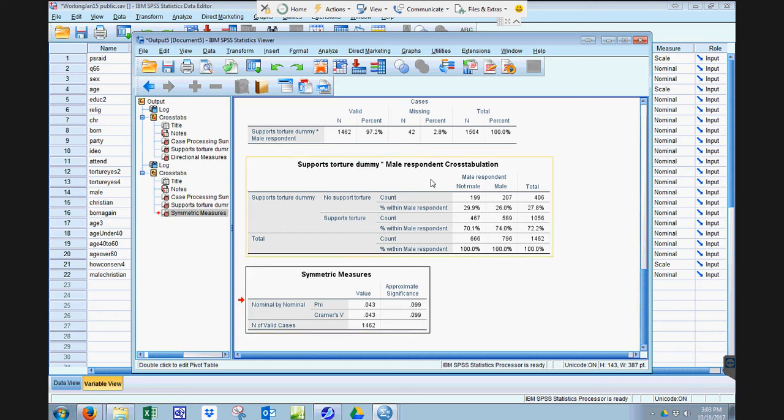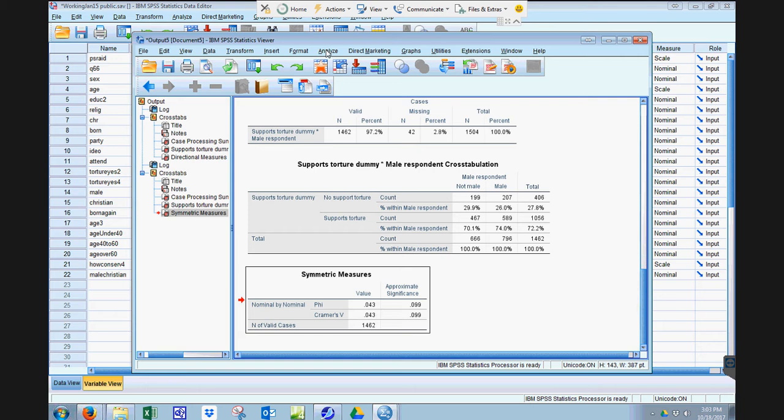Now, one possibility is that because we've got this very strong category of people who never ever support torture of terrorism suspects versus everybody else, if we measured that dependent variable a little bit differently, we'd get different results. Lo and behold, I've done that. I created a dichotomous variable, but also kept that original ordinal variable.